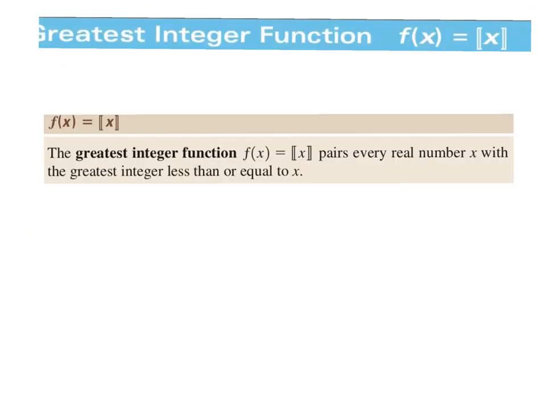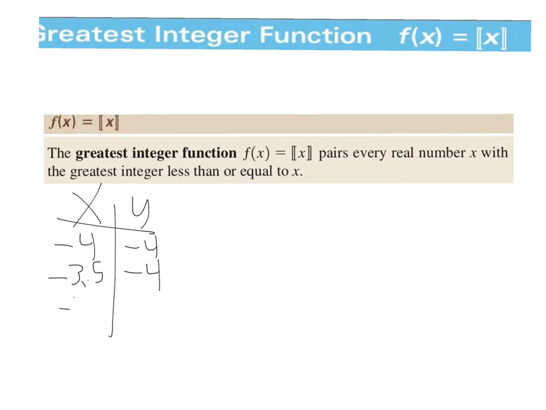Now the last type of function we're going to learn about is what we call the greatest integer function. The greatest integer function, which is written with double brackets, just pairs every real number with the greatest integer less than or equal to it. So for instance, if you were to plug in negative 4, the y value would be negative 4. If you were to plug in negative 3.5, it'd still be negative 4, because negative 4 is the greatest integer that's less than negative 3.5. If you're plugging in negative 1.5, the greatest integer would be negative 2.